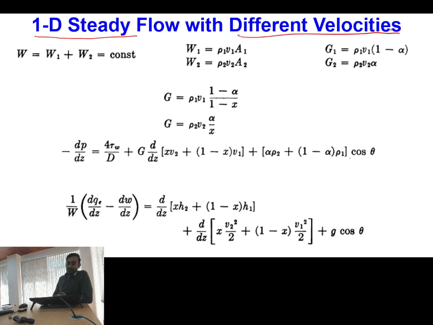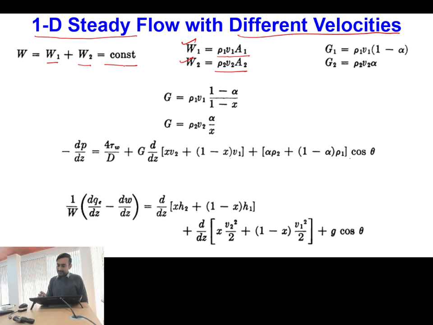When we are having different velocities, then while writing my continuity equation, I have to use separate mass flow rates for each fluid. So for phase 1, my mass flow rate will be rho 1 v1 A1, and for phase 2, the mass flow rate will be rho 2 A2 v2, and ultimately the total mass flow rate will be W1 plus W2, and for a steady flow condition, this has to be equal to a constant.